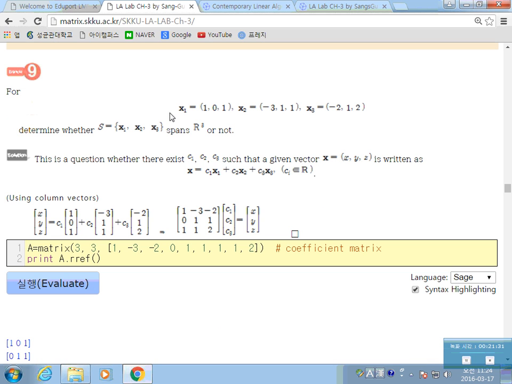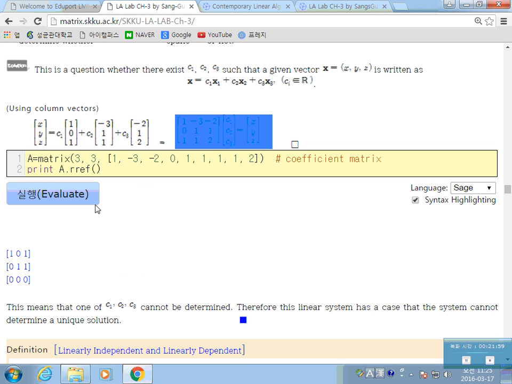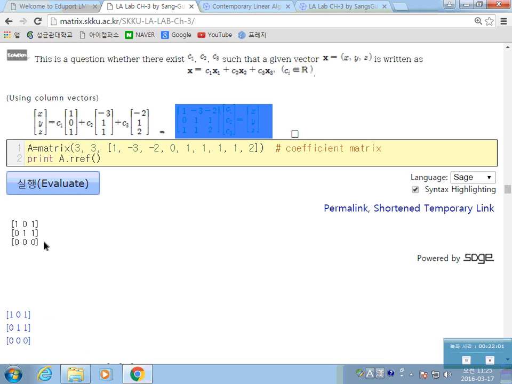Here is an example to check. If you have x1, x2, x3 like this, check whether this set of three vectors spans R3 or not. How? Choose an arbitrary vector x. Write the arbitrary vector x as a linear combination of x1, x2, x3. Then set up a linear system of equations like this, and find the solution.